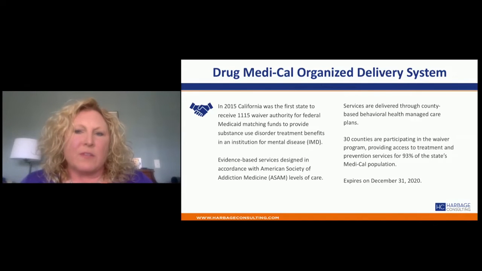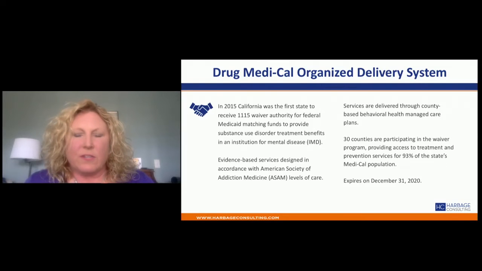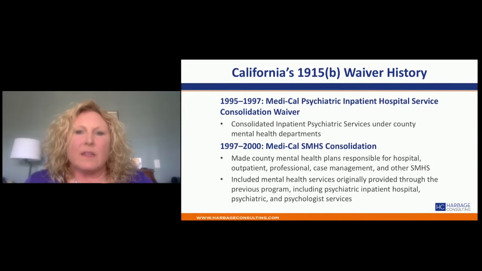The program is administered through a county-based behavioral health managed care system. That's one of the things that's quite unique in California: across the board, the role of the counties. There are plenty of states that have strong county systems, but California may be the most unique on that front. That waiver expires at the end of December 2020 as well. So as you can see, we're coming up on an important year for the programs and to see where the future takes us. Next slide.